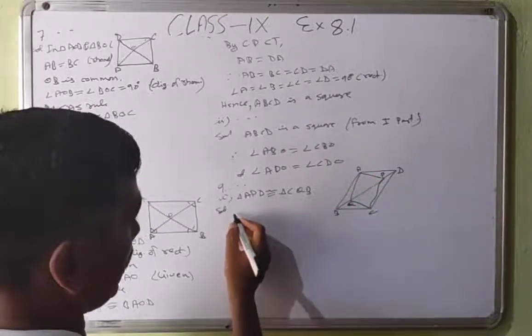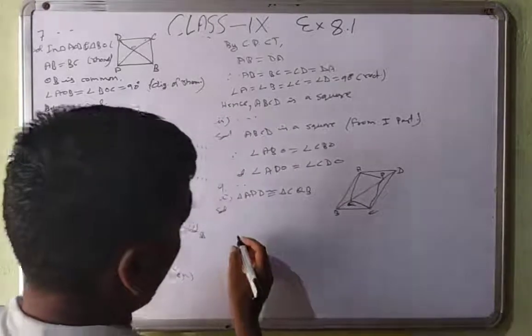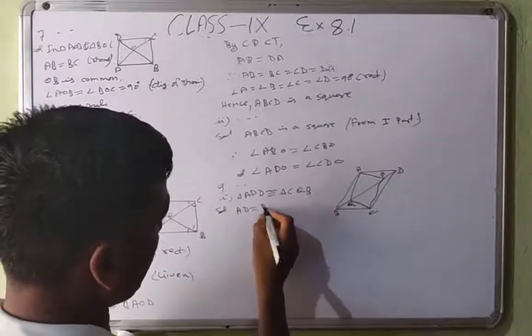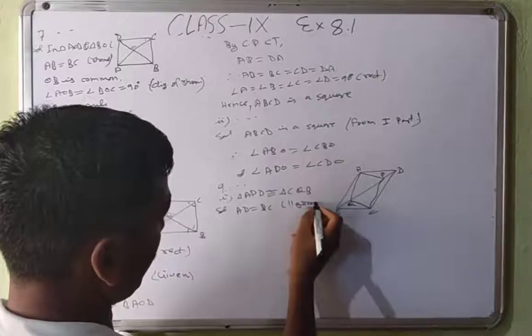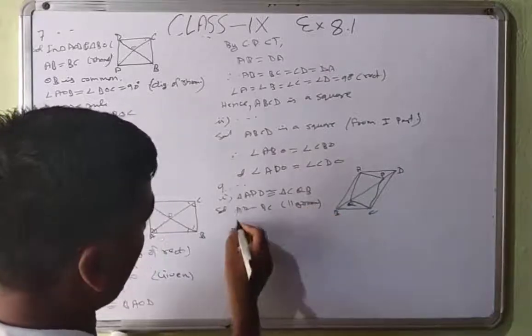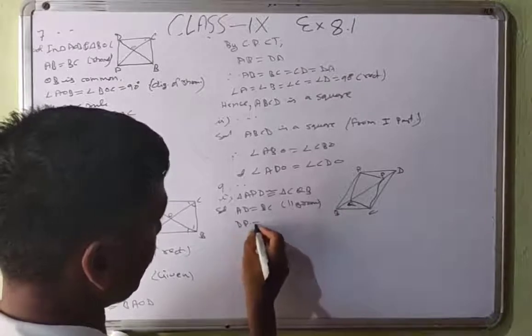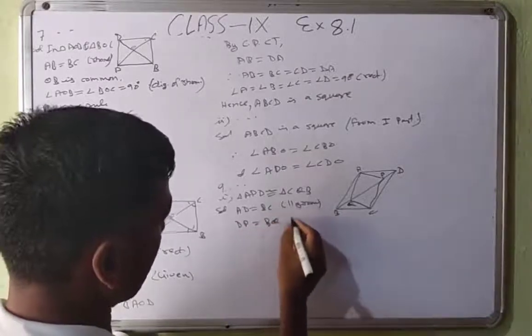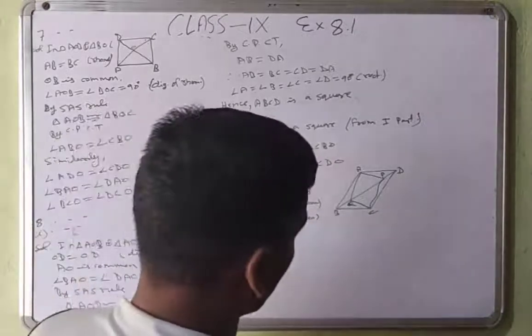Solution: AD is equal to BC by parallelogram, because opposite sides of a parallelogram are equal. DP is equal to BQ. That's a given.